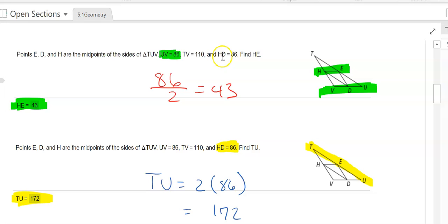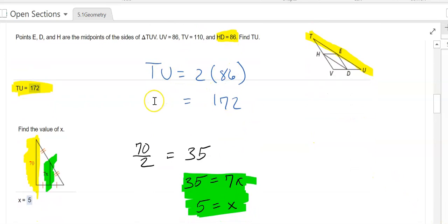Here we're looking at the given information. There is information here that I can just ignore. It's asking me about HE, which means I need to know something about V to U, so I can ignore HD and TV and go right to here. I know the relationship is HE is half of that, so I divide that by 2. I get 43. And then there we go.